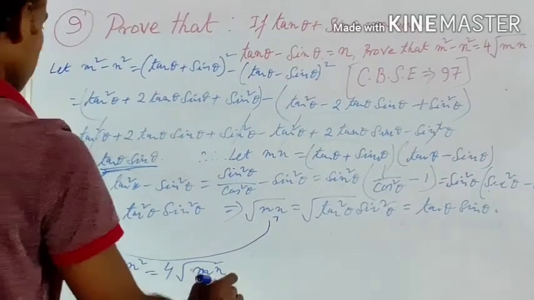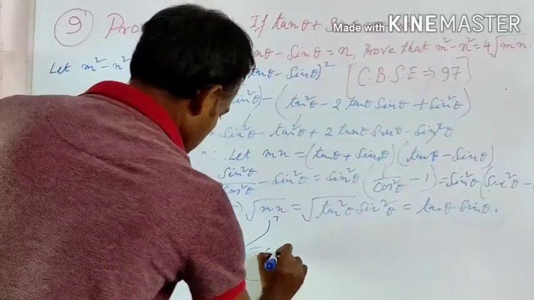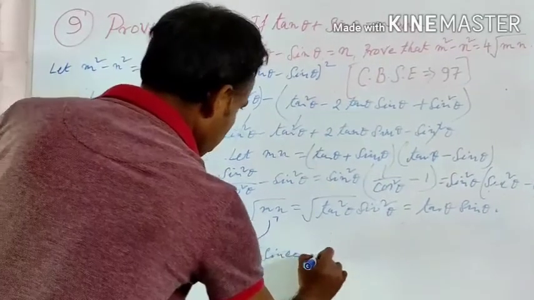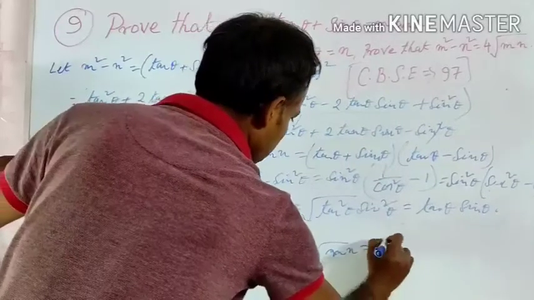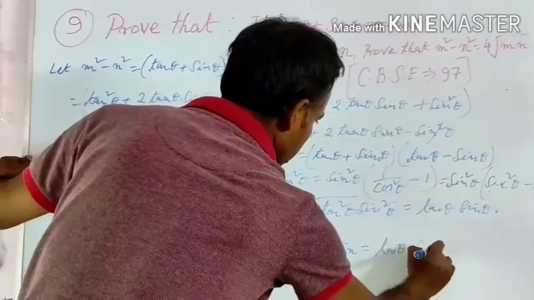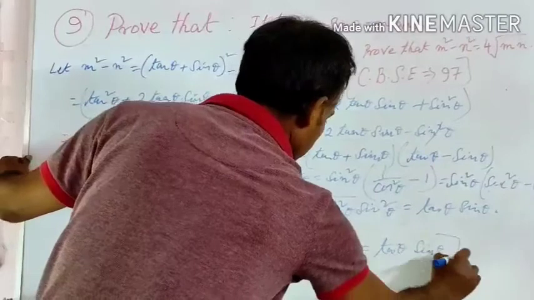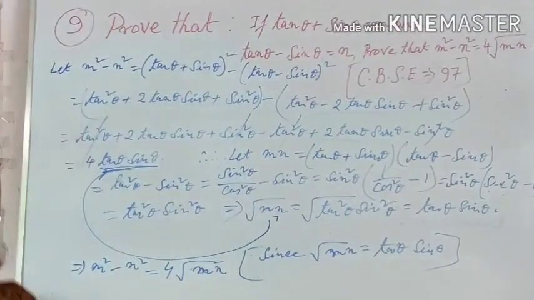Since root over mn is equal to tan theta sin theta. Very important sum for you. So next sum.